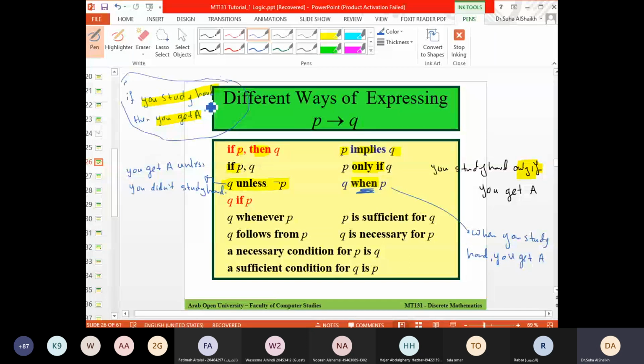شايفين الستيتمنت هذه؟ أبغاكم تمشونها على كل الويز. كلها هذه ويز نقدر نكتب فيها الجملة هذه. If you study hard, then you will get an A. اكتبوا لي إياها بكل الطرق هذه.